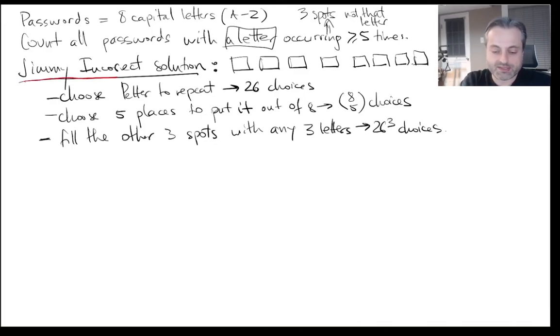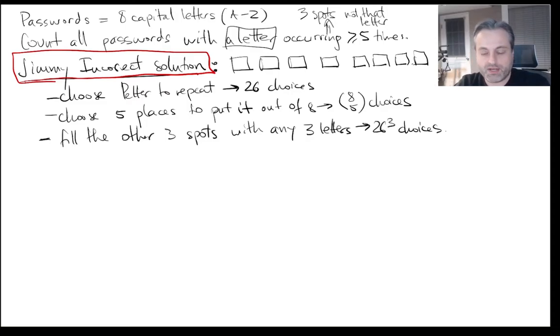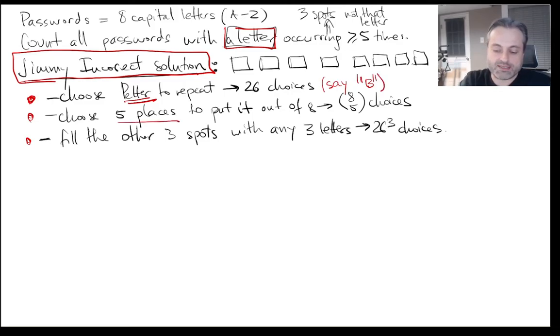So to be clear, this is an incorrect solution, and here's what the student might say. There's 3 things that I have to do here. Suppose I choose that letter to repeat. This letter that repeats, it's this letter here. So there's 26 choices. Say, for example, I get the letter B to repeat, and then I choose 5 spots. It has to repeat at least 5 times, right? So I choose the spots to put it.